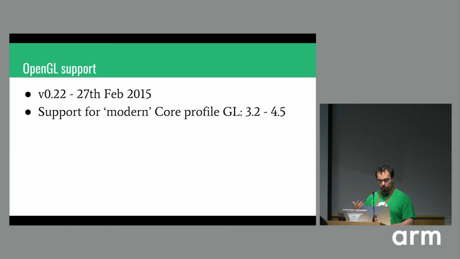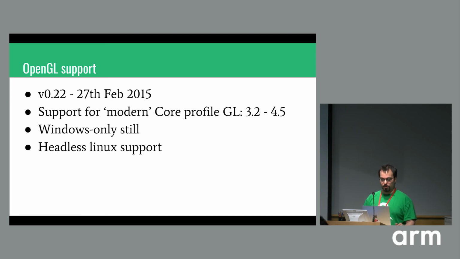So OpenGL support was released about a year after the first public release, in February of 2015. And as it is today, this is support for modern OpenGL. So it's the core profile, versions 3.2 to 4.5, plus a few ARB extensions. And this is still Windows only primarily.